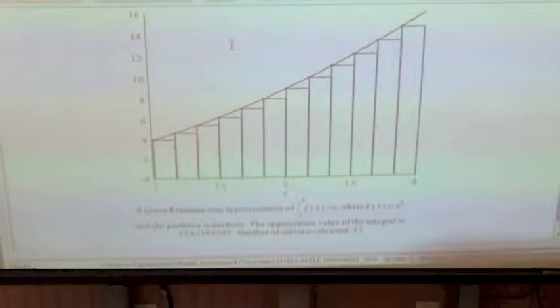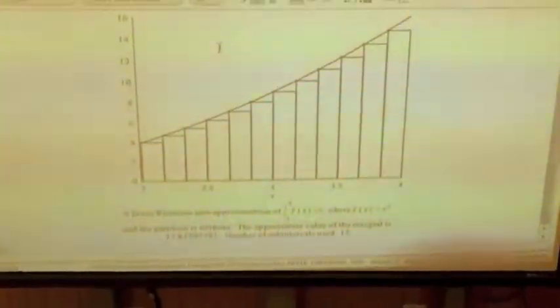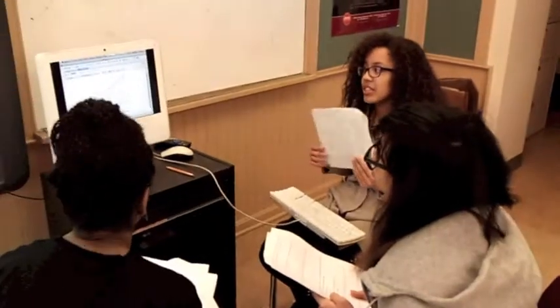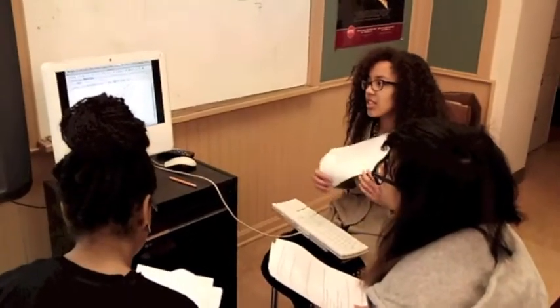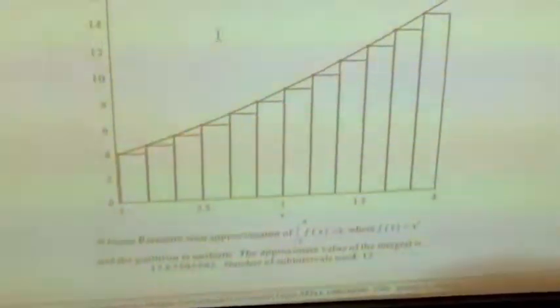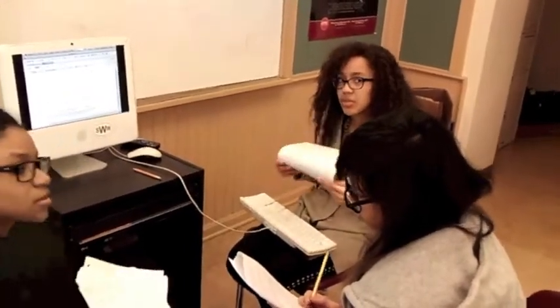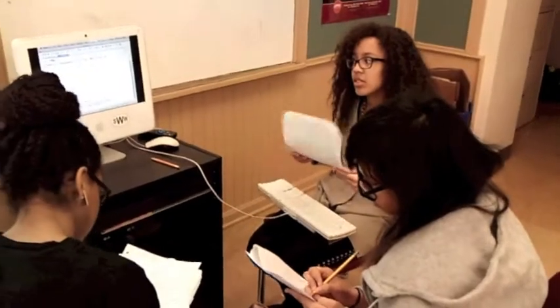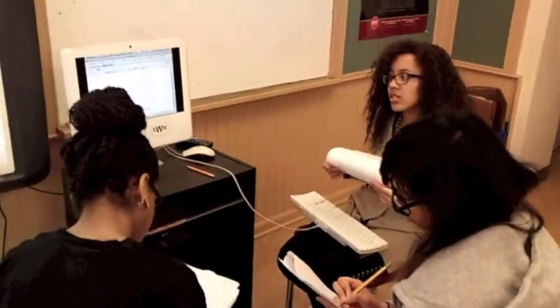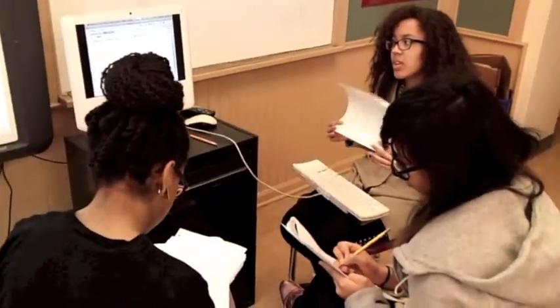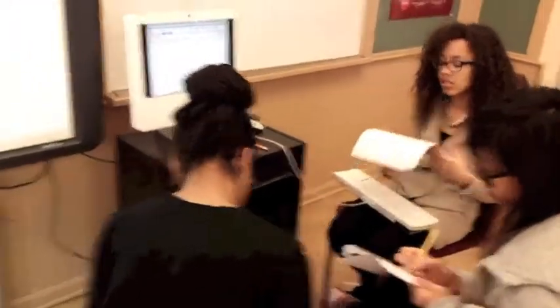All right, so what happened there? What did you do to that same problem? What happened to the area? It increased. Okay, which method are you still using? Left Riemann sum. Yep, left Riemann sum. So what is that telling you? What did you add more of? More sub intervals, more rectangles. So that's the relationship. What happens when you add more rectangles? You get a more accurate area.